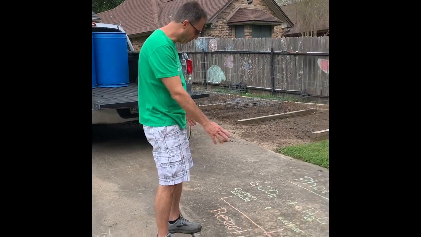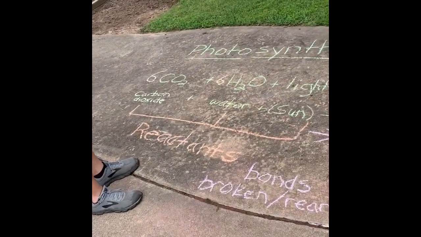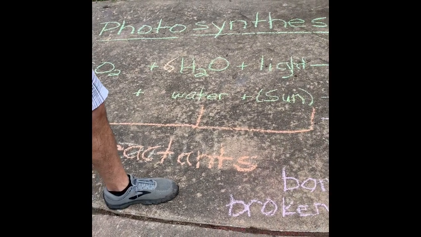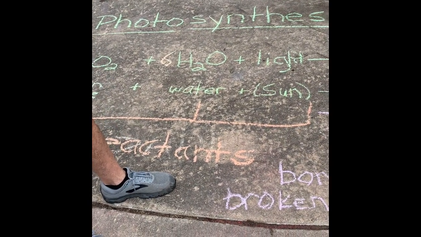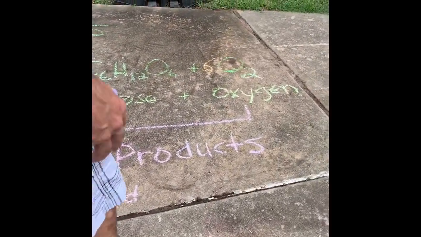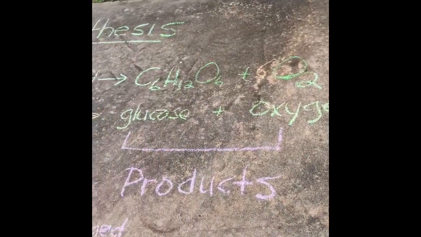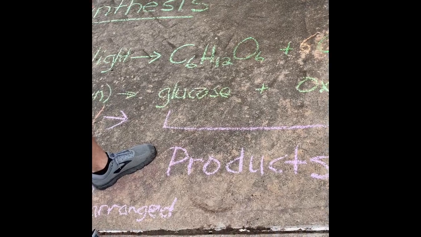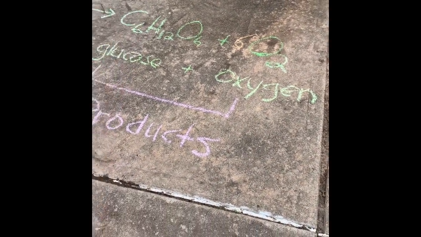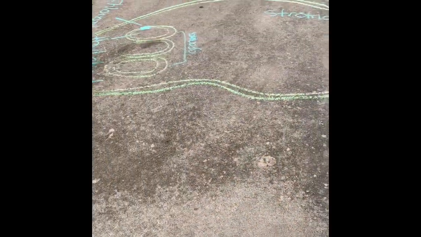So I just want to quickly remind you of the formula again. Remember, it involves 6 molecules of carbon dioxide being taken in, along with 6 molecules of water being taken in, along with some sunlight. A chemical reaction occurs, bonds get broken and rearranged to form 1 molecule of glucose and 6 molecules of oxygen gas. So let's take a look at our chloroplast and see how this takes place.